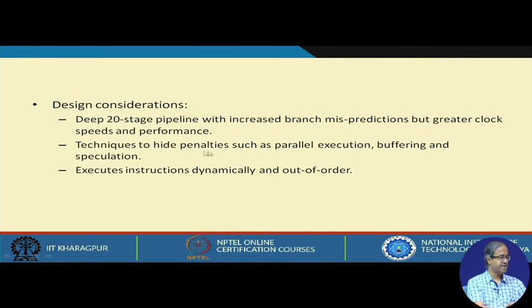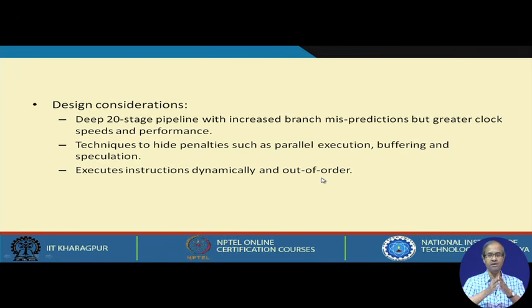And various techniques to hide the various kinds of penalties in the pipeline were also implemented. Parallel execution using superscalar kind of processing, buffering particularly in the load store units, and speculation. We have already seen in branch you can speculate, you can assume taken, assume not taken, like that. And by special hardware control, instructions were executed dynamically and also out of order.